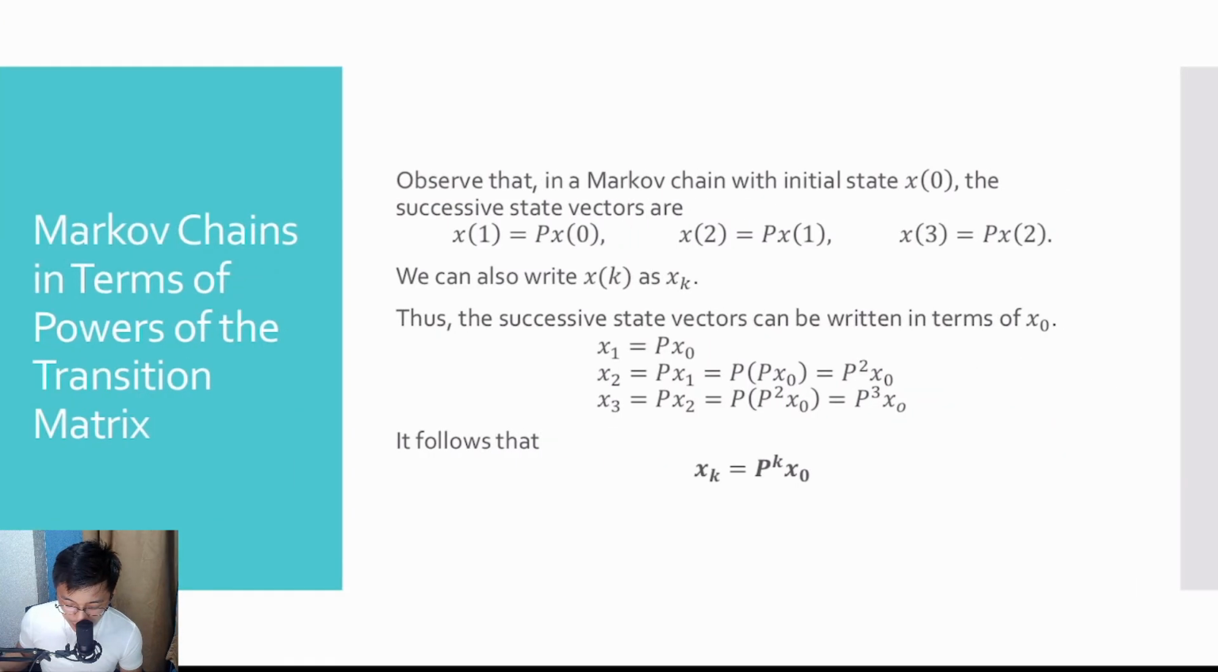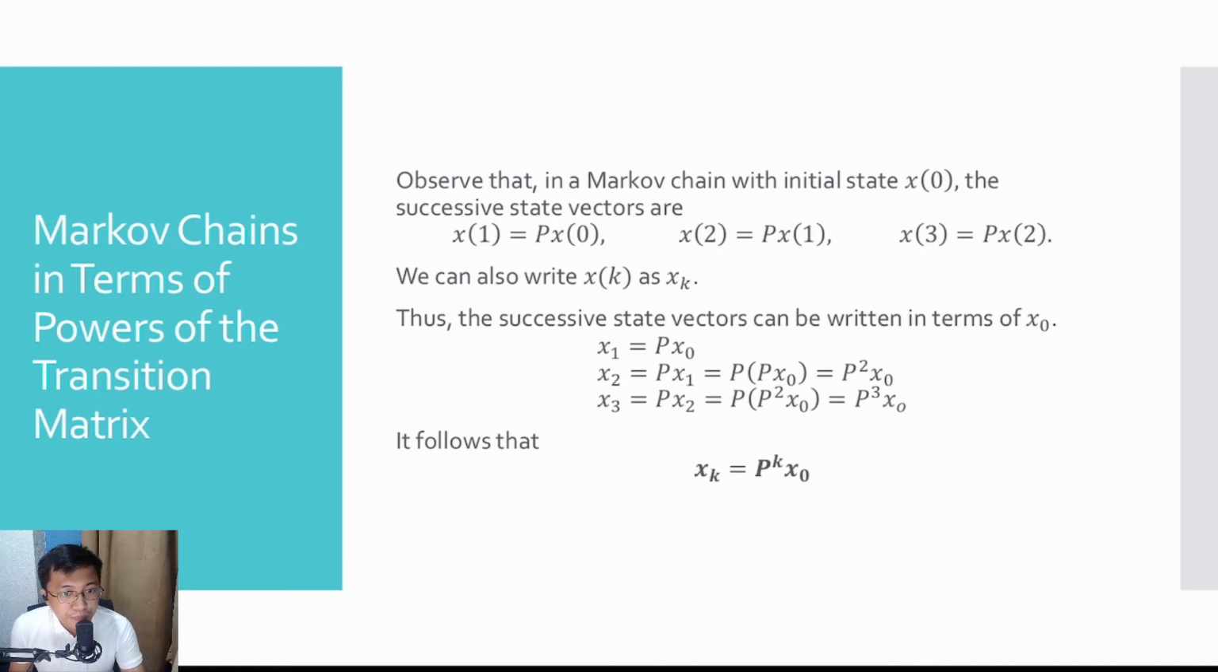Okay, now let's have Markov chains in terms of the powers of the transition matrix. So we have observed earlier that in a Markov chain with initial state vector, which is x of 0, the successive state vectors are x of 1, and to get x of 1 we multiply p to x of 0. To get x of 2 we multiply p to the previous state vector, which is x of 1, and x of 3 is equal to p times x of 2. Okay, and we can also write actually x of k as x sub k.